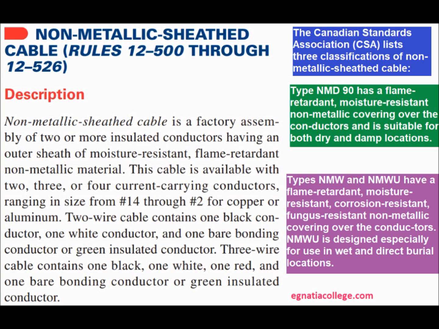The Canadian Standards Association (CSA) lists 3 classifications of non-metallic sheathed cable. Type NMD90 has a flame-retardant, moisture-resistant non-metallic covering over the conductors and is suitable for both dry and damp locations. Types NMW and NMWU have a flame-retardant, moisture-resistant, corrosion-resistant, fungus-resistant non-metallic covering over the conductors. NMWU is designed especially for use in wet and direct burial locations. Electricians once referred to non-metallic sheathed cable as Romex or Lomex.